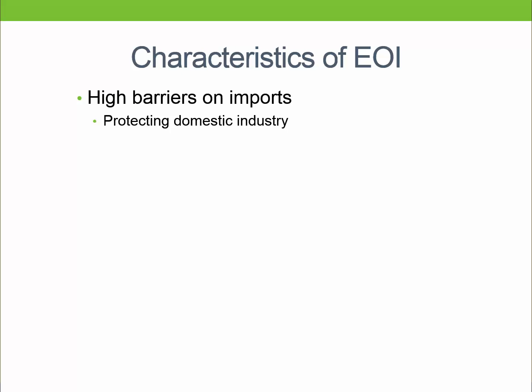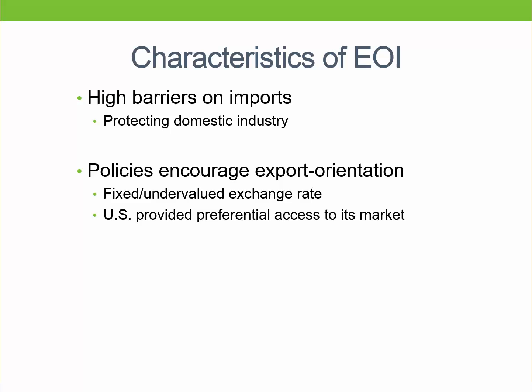They still had high barriers on imports. They didn't want to allow those goods in to compete with their infant industries. So they used some protection, although less so. And again, you can read more about this in the text. But they encouraged exports. They didn't want to close off their economies completely from the world market. So they had weak exchange rates, which we'll discuss in a later class, how that promotes export competitiveness.